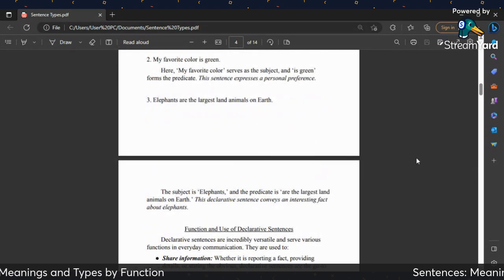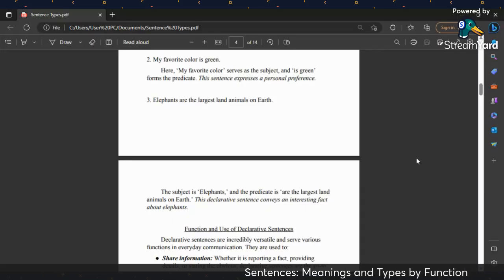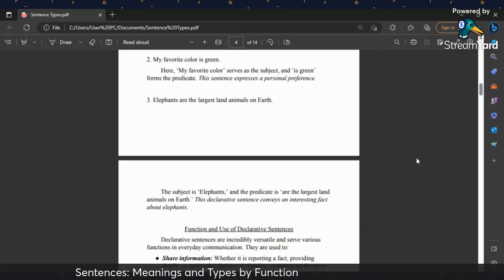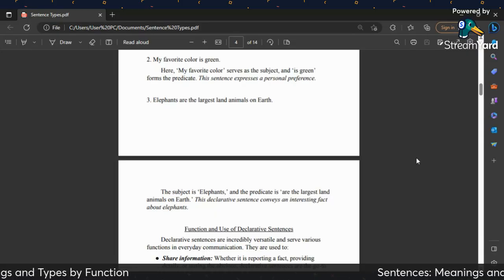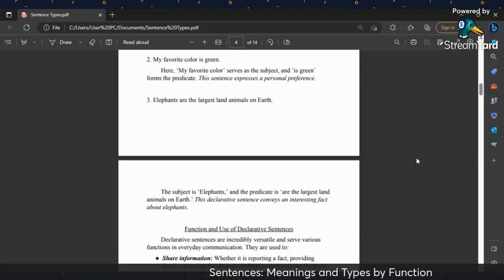The second example, we have: my favorite color is green. Here, my favorite color serves as the subject and green forms the predicate. But what is this sentence telling us? It is expressing a personal preference. That is straight to the point.